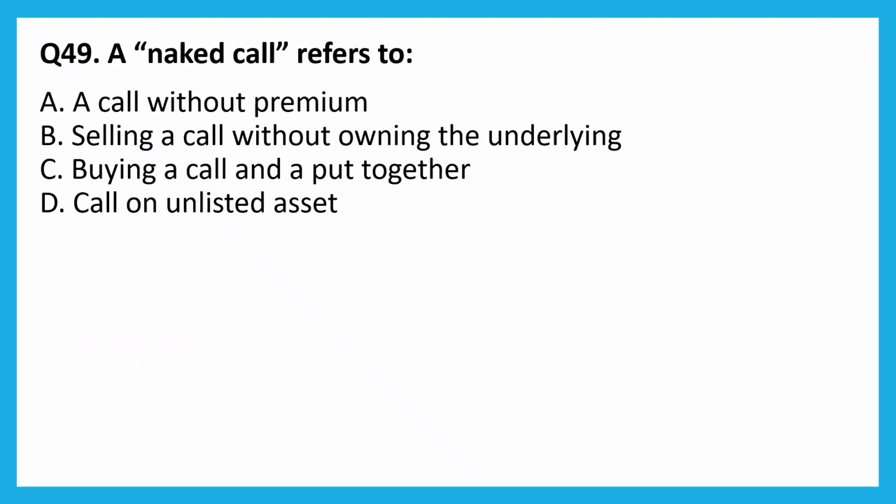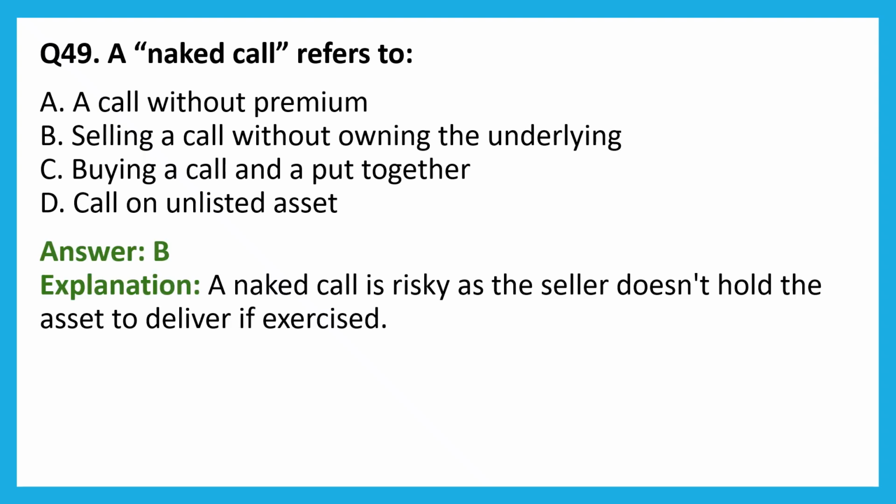Next question. A naked call refers to option A, call without premium, option B, selling a call without owning the underlying, option C, buying a call and a put together, and option D, call on unlisted asset. Correct answer is option B. A naked call is risky as the seller does not hold the asset to deliver if exercised.